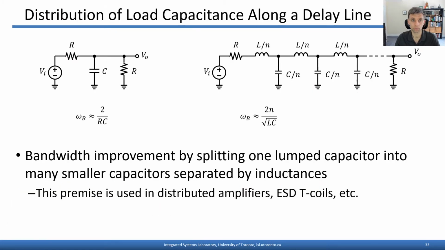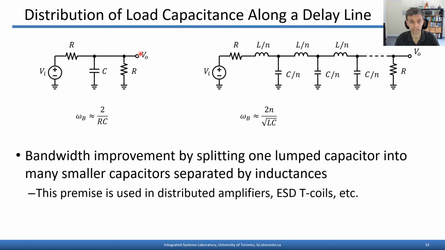And one common place where broadband passive delay circuits are used is to distribute a load capacitance along a delay line. So imagine you've got an RC network such as the one shown here. A source is driving a capacitive load. The problem that often arises is the source and/or load resistances combine with the load capacitance to form a left half plane pole that limits the bandwidth of the response from VI to VO in this case.